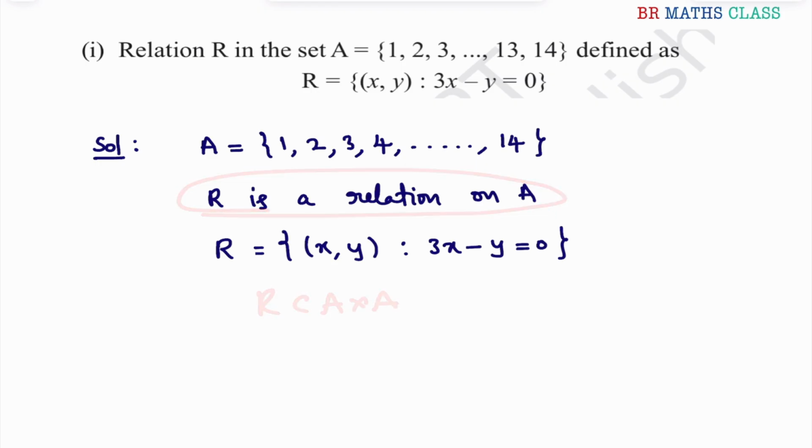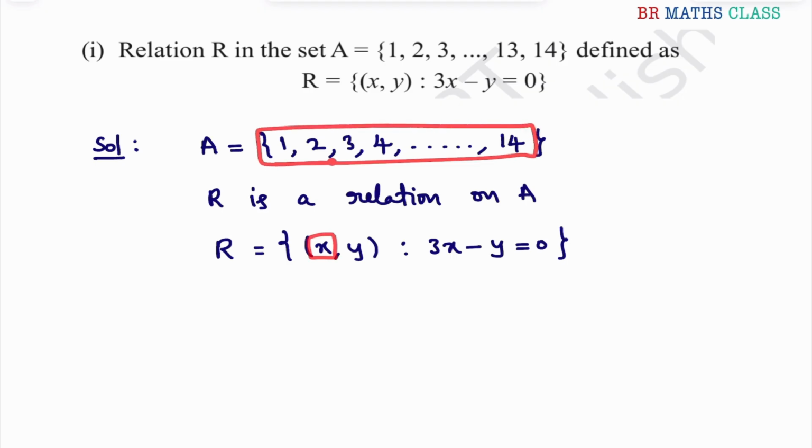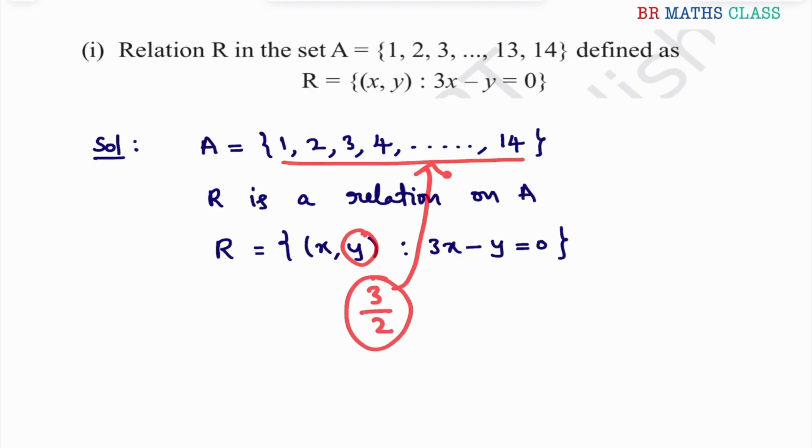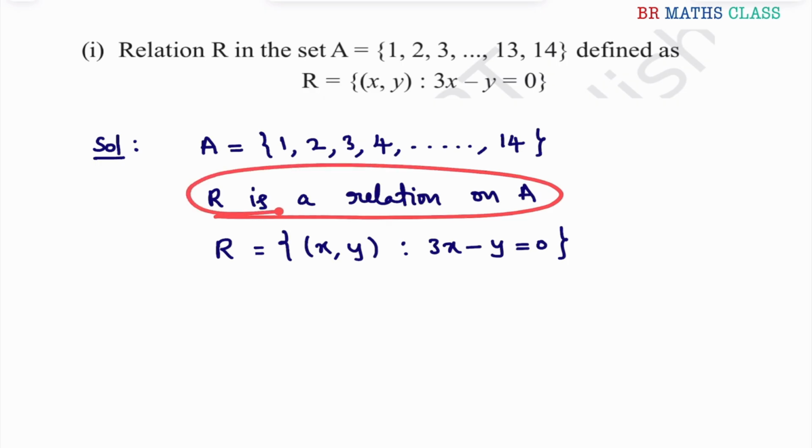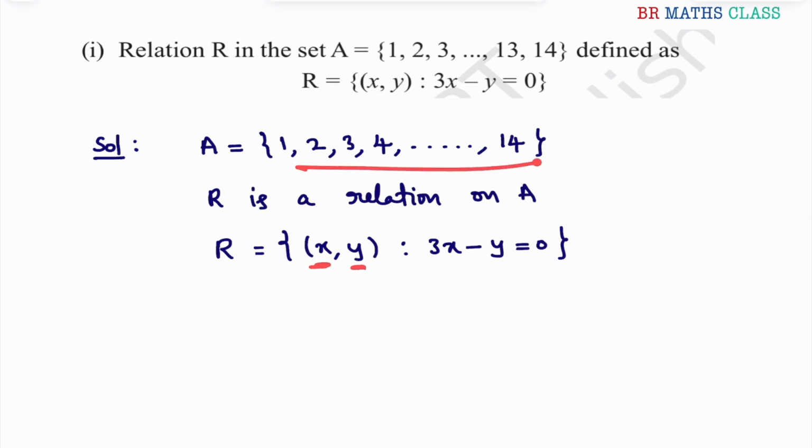So here the point is x is in set A. x must belong to set A. y also must belong to set A. x we can write 1, 2, 3, 4 like that up to 14. y also we can write 1, 2, 3, 4 like that up to 14. You cannot write y as 3 by 2 because 3 by 2 is not in this set A. As R is a relation on A, these two elements must belong to set A.